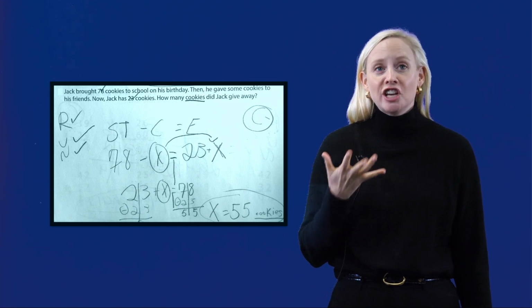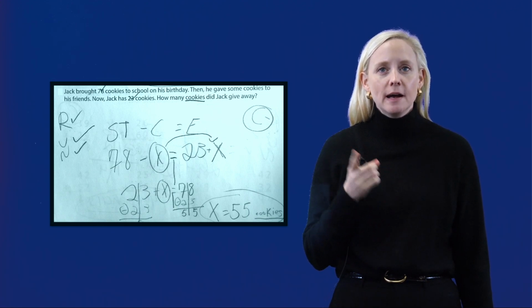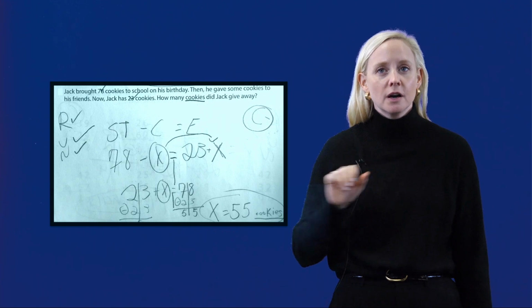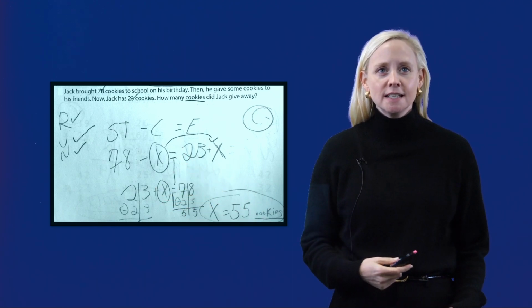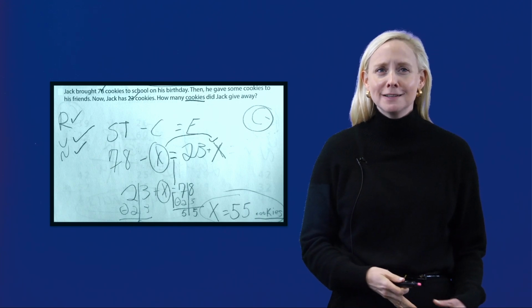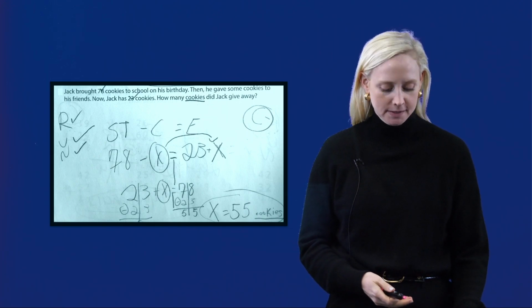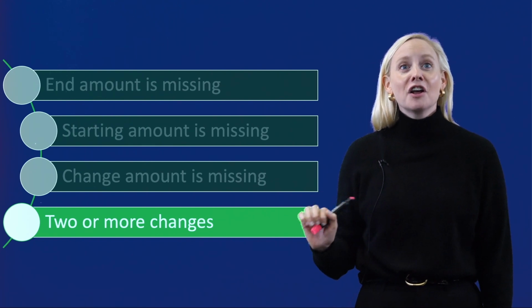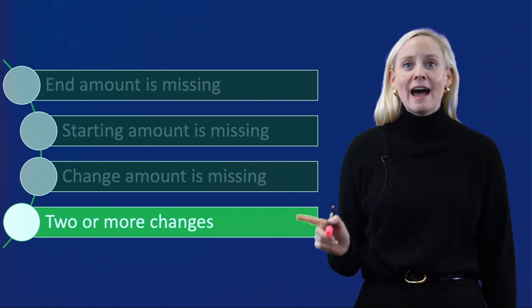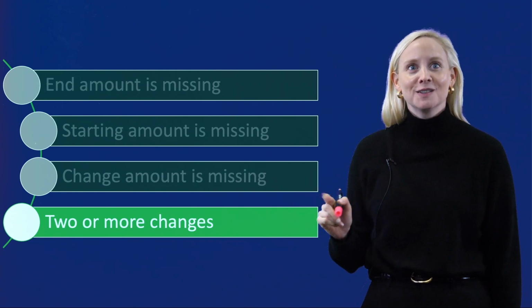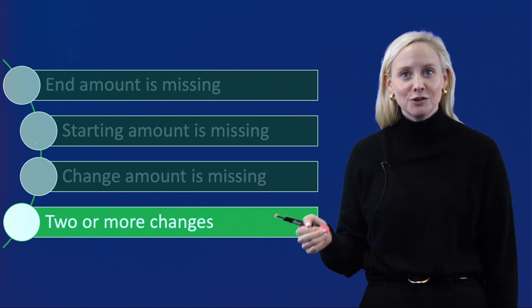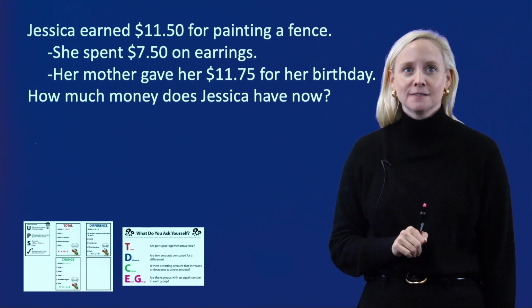So we just solved a change problem with a missing change amount. Here's an example of student work where the student is setting up and solving for the missing change. So you can see students are setting up and solving many different variations of change problems. So let's take a look at our final example where we have change problems with 2 or more changes, and these are my favorites. So let's take a look at a problem that shows 2 or more changes.